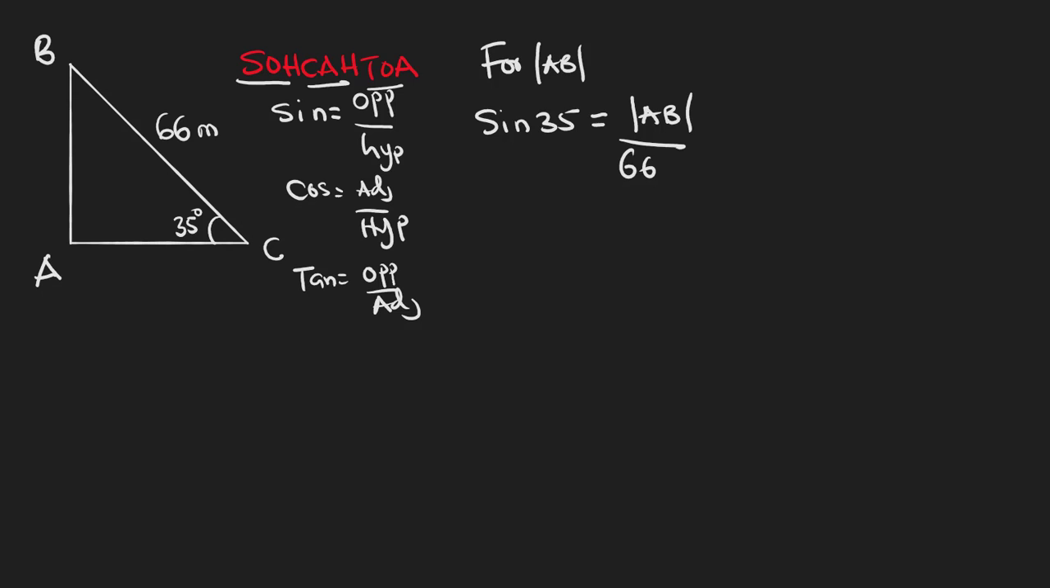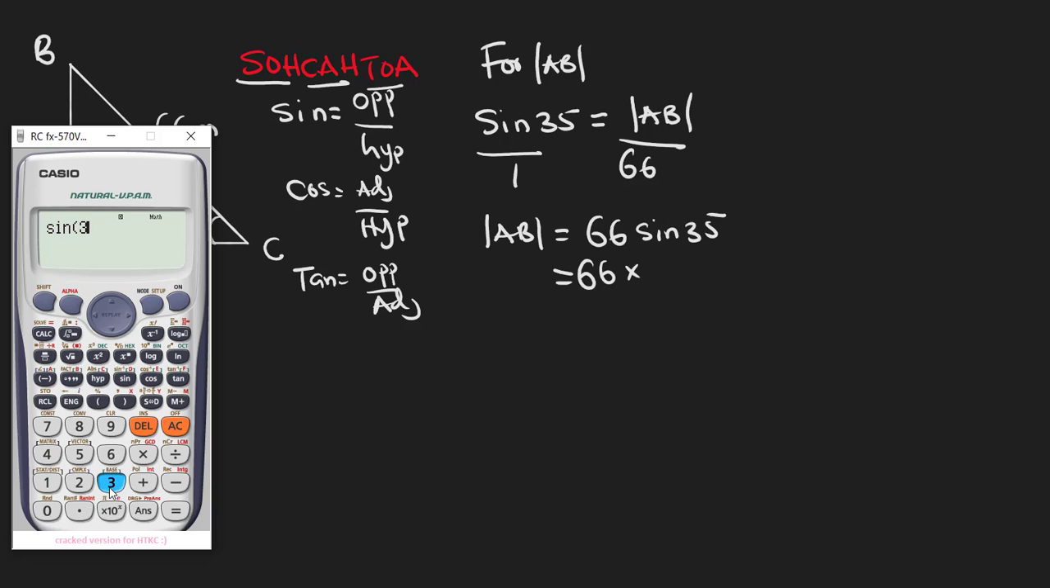So what are we going to do? We cross multiply. If we cross multiply, we're going to have line AB multiplied by 1, so line AB times 1 is the same thing as AB. So we have line AB is equal to 66 sine 35. You see? So this is equal to 66 times, what is sine 35? Sine 35 is equal to 0.5736, right?